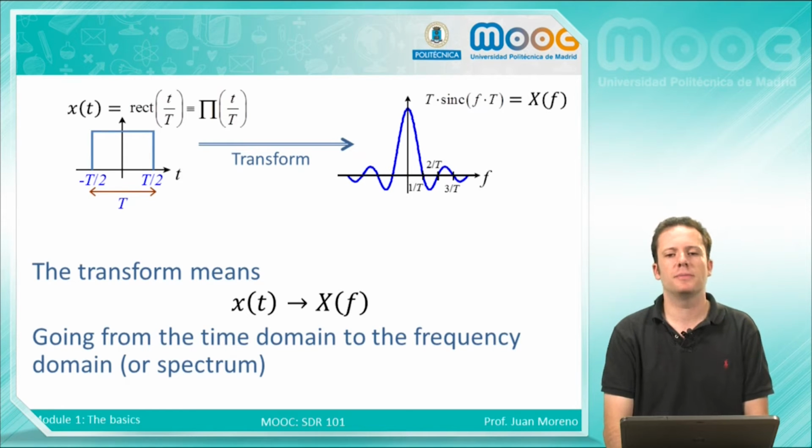Below, you have the most common notation for these two domains. Lowercase is used for time domain signals, and uppercase is used for frequency domain. Something important is that we also call the frequency domain spectrum.